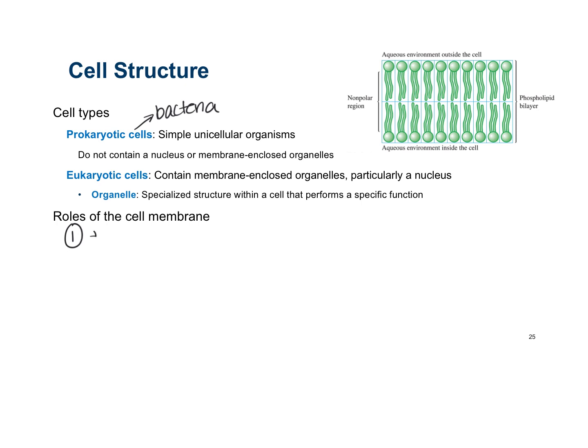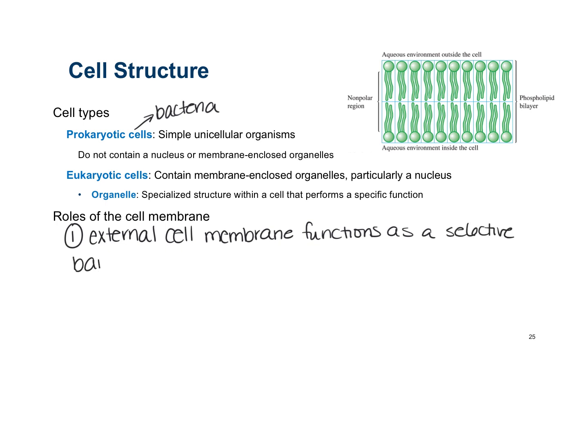The first one is you can have an external cell membrane that functions as a selective barrier between the living cell and its environment.